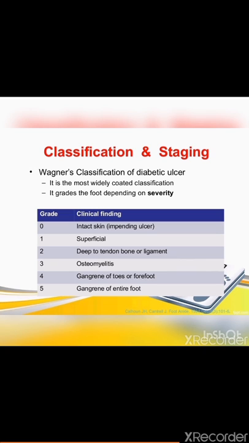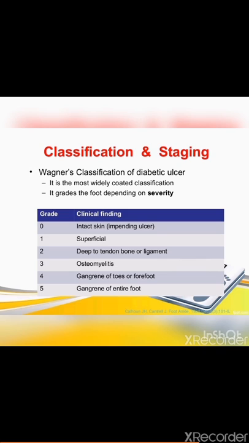What are the classification and staging of the diabetic foot? Wagner's classification of diabetic ulcer is the most widely quoted classification. It grades the foot depending on severity. Grade 0: intact skin, impending ulcers. Grade 1: superficial ulceration of the foot. Grade 2: deep to tendon, bone, or ligaments; the ulcer penetrates the soft tissue of the foot.